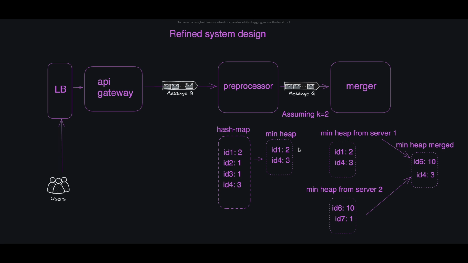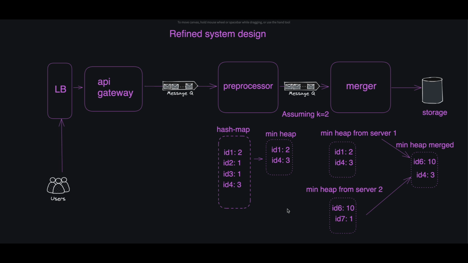Now that we have our min-heaps in the messaging queue, the merge server is going to be taking them all from the queue and merging, of course, as the name suggests. Basically, all min-heaps have unique IDs, so there is no intersection between them. So we just need to choose the top 2 from all our min-heaps. So basically, it will be ID 6 and ID 4 when we consider these 2 min-heaps merging into one. All right, great. Now let's discuss the storages that we're going to be employing and strategies.